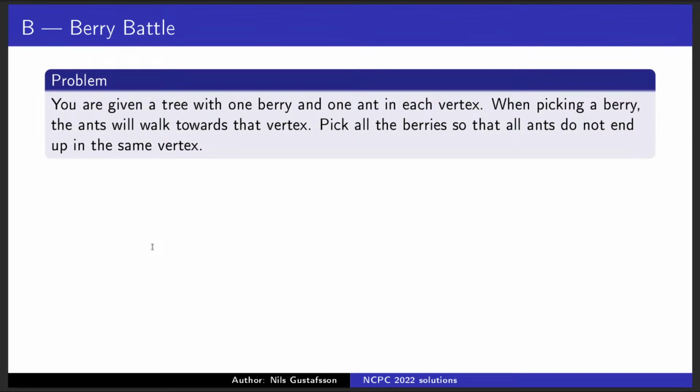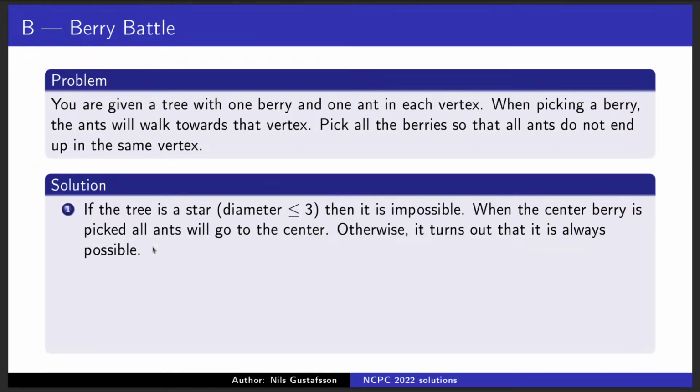So problem B can be solved in many different ways, but some of them are quite difficult. But there are also easy ways of solving it, but I think those ways are harder to discover, but it looks like a lot of people did. So let's see first some initial observations that you will need regardless of what approach you have. So first, when is the answer impossible? When is it not possible to pick all the berries?